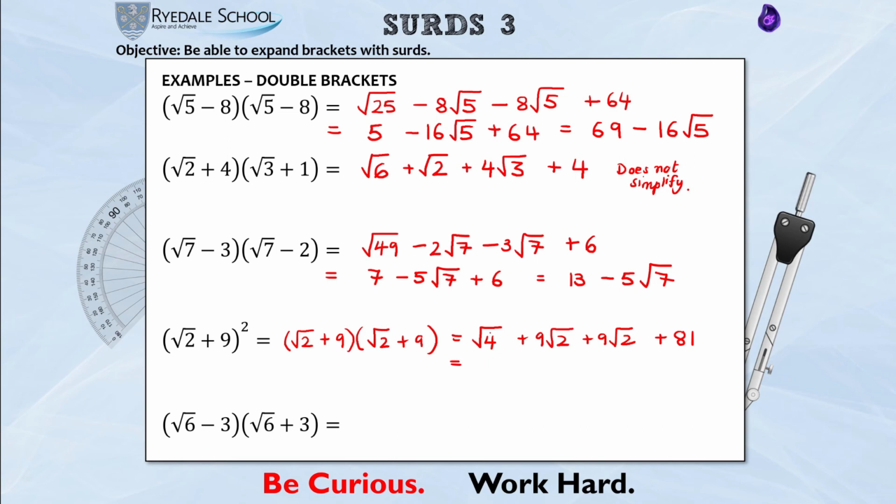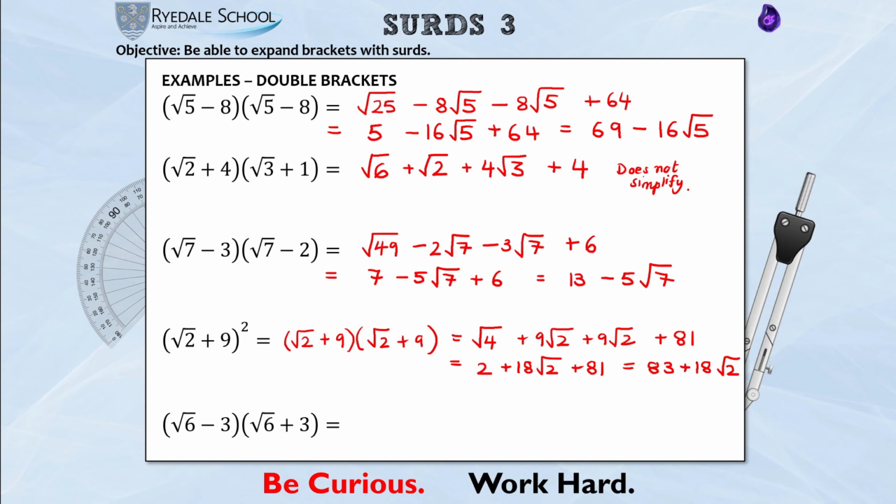So we have 2. A 9 root 2 and another 9 root 2 is 18 root 2s. And we have an 81. So I need to combine my whole numbers together, and this one is 83 plus 18 root 2.